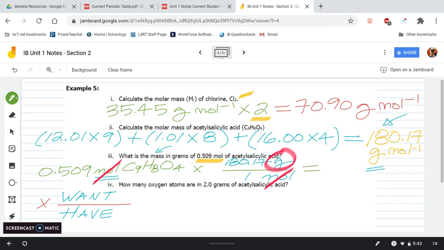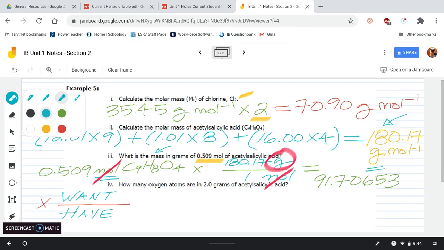So let's go ahead and do that real quick. You should have a calculator. Don't just watch me do it. So 0.509, multiply. I'm doing this right now. 180.17. And then you get a number. And now we would have to decide on sig figs. So I got 91.70653.